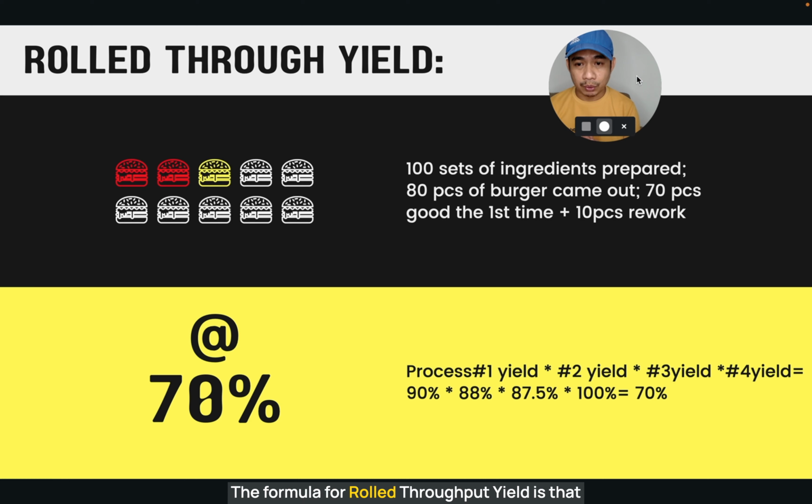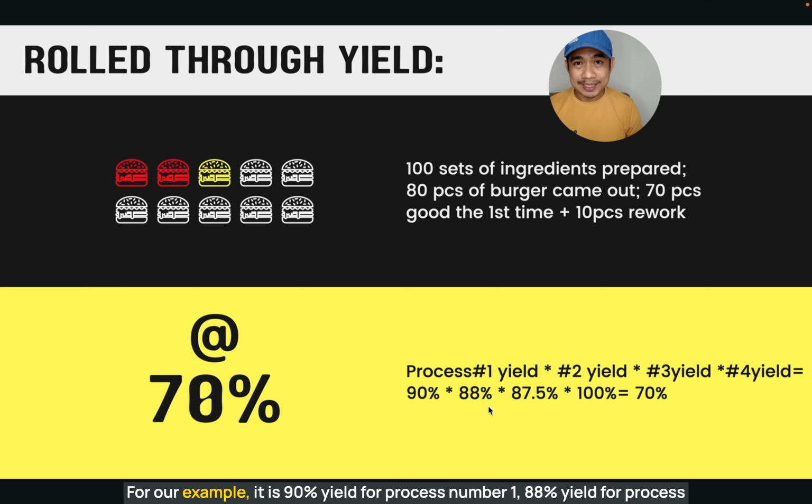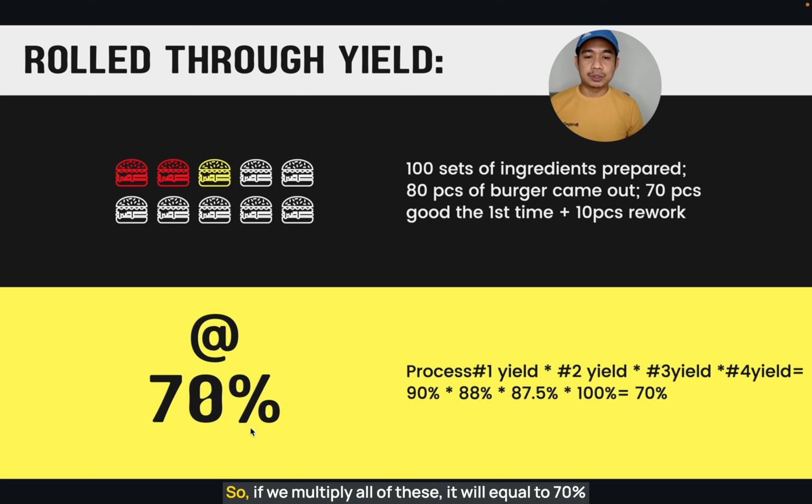The formula for rolled throughput yield is that it's the product of all the individual yields per process. For our example, it is 90% yield for process number 1, 80% yield for process number 2, 87.5% for process number 3, and 100% for process number 4. So if we multiply all of these, it will equal 70% yield, or 70% is your rolled throughput yield.